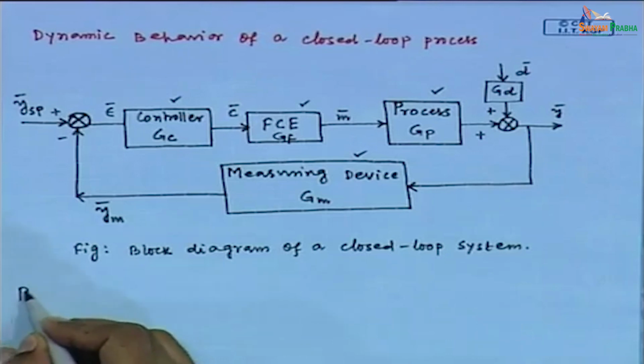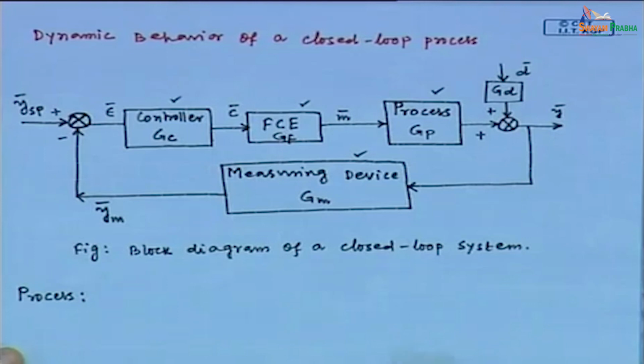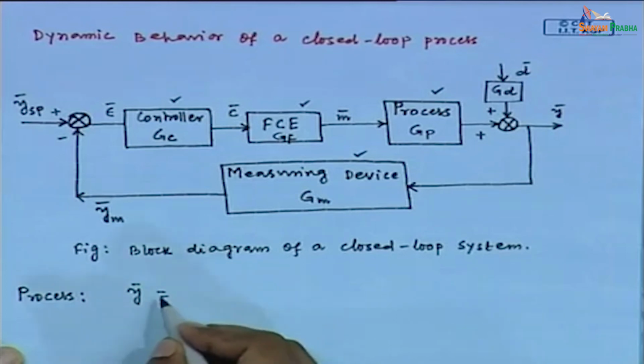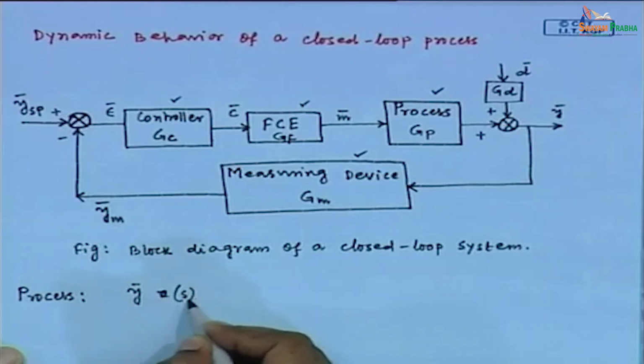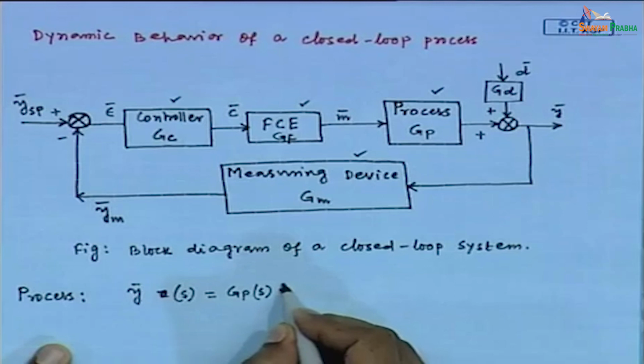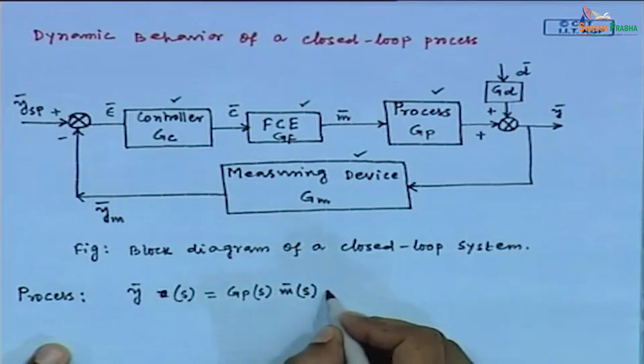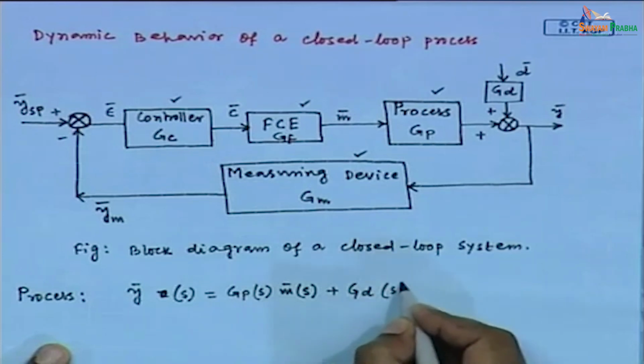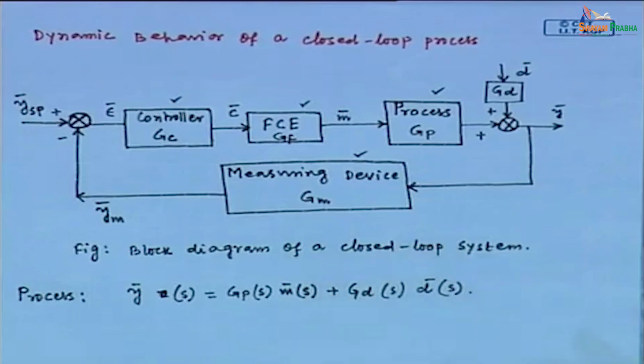So, if we consider the process, we can write for the process y bar s equals Gp s multiplied by m bar s plus GD s d bar s. These two signals are added. Now, this equation is representing the process. Next one is the measuring device.